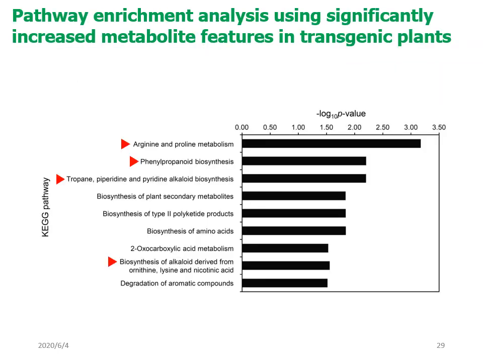When we looked at what biosynthetic pathway these metabolites belong to, we observed that arginine and proline, phenylpropanoid, and different alkaloid biosynthesis pathways were highly represented in transgenic plants. So our results suggest that a single enzyme in Arabidopsis activated these interesting pathways.